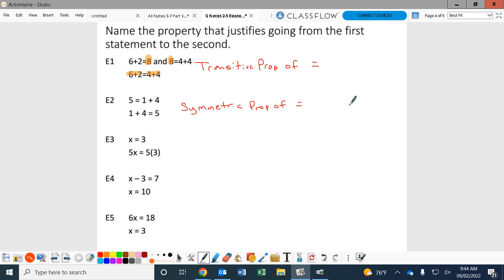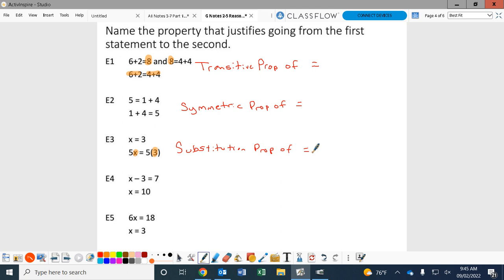Okay. So we're taking that x equals 3, and you see where the x was originally, and now the x is replaced with the 3. If we replace the x with the 3, what are we doing? So yeah, substituting. That is exactly correct. Substitution property of equality.